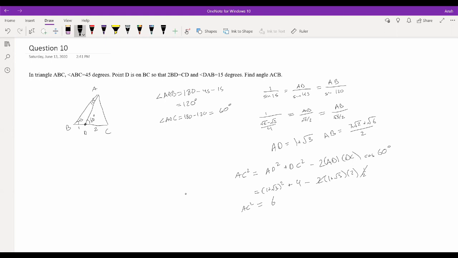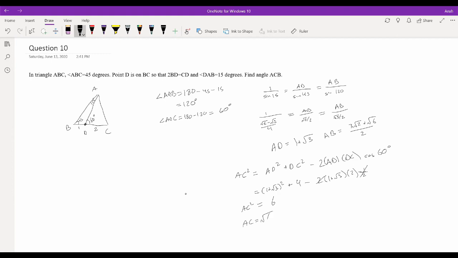So now that we get that AC squared is equal to 6, and this is because if you expand it out, you would get 1 plus 3 plus 2 root 3 plus 4 minus 2 root 3, which is equal to 6. The root 3's cancel out. We get that AC is equal to square root of 6.